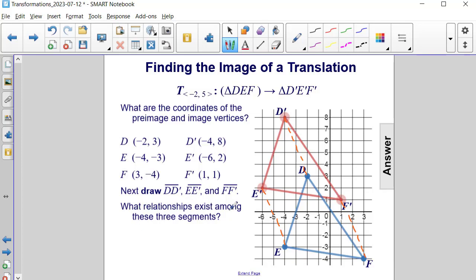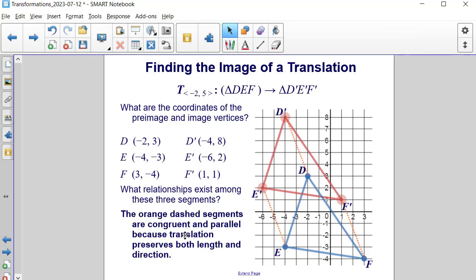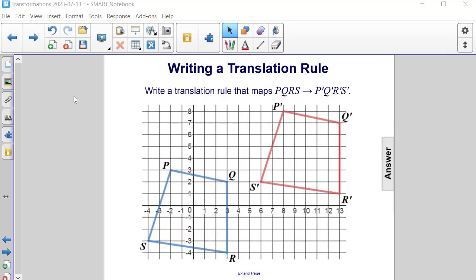What relationships exist among these three segments? Take a moment to pause this video and think about it, and when you're done, unpause it. Well, the orange dashed segments are congruent to one another, and they're parallel to one another. You're traveling the same distance from the original point to the image point, and they're all going in the same direction, making them parallel. Here's another exercise about writing a translation rule.